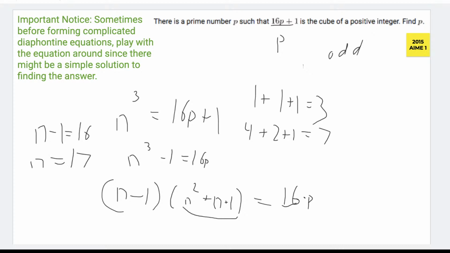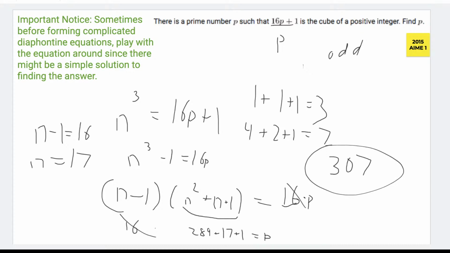And then you substitute this here. You get 16 times 17 squared plus 17 plus 1. We just divide both sides by 16, so we don't care about that part. So at the end we get 289 plus 17 plus 1, which is equal to p. Now adding 289, 17, and 1 gives you 307, which is our answer. So this shows the power of, before you just try making Diophantine equations, substituting variables, and then you might find factorization methods like this one, n cubed minus 1. It factors in this way, and that's how we found the answer.